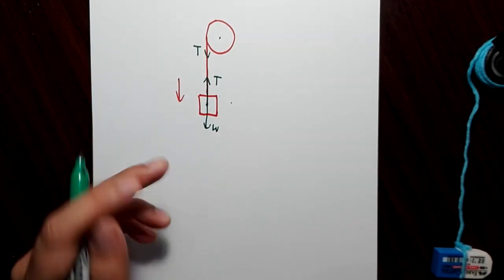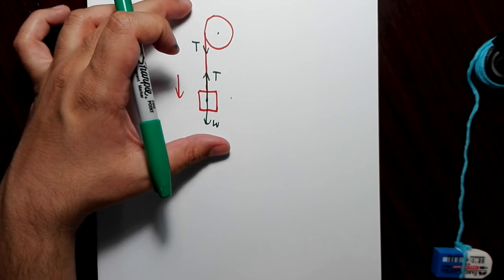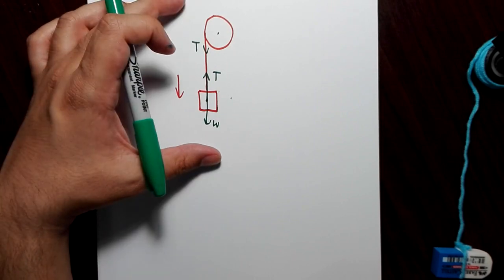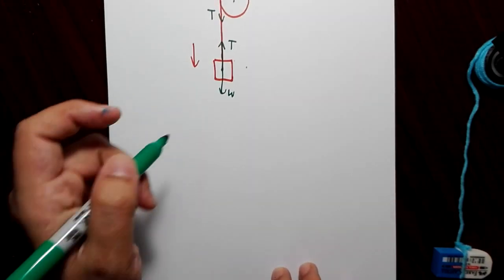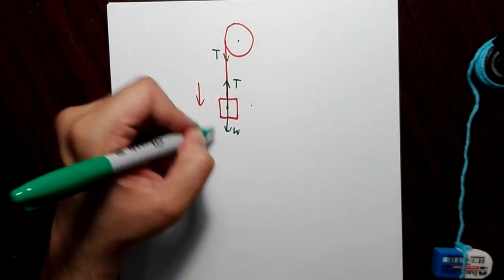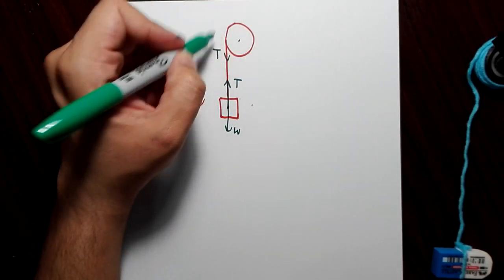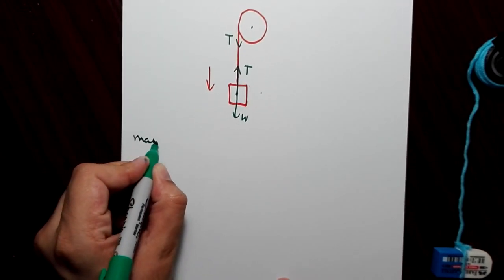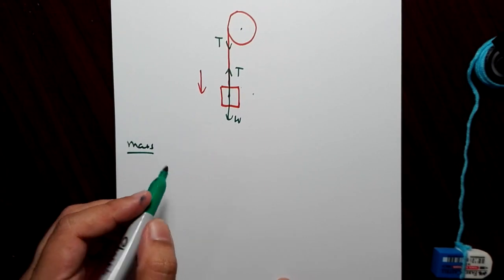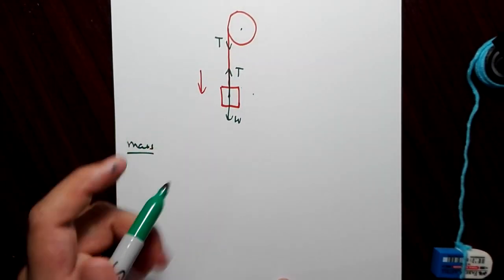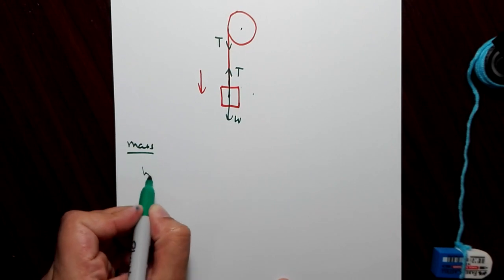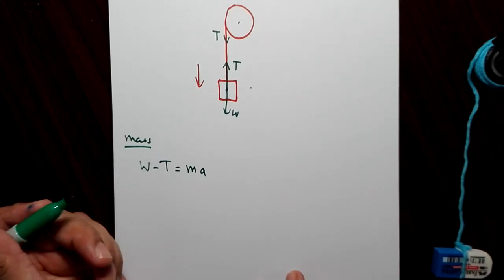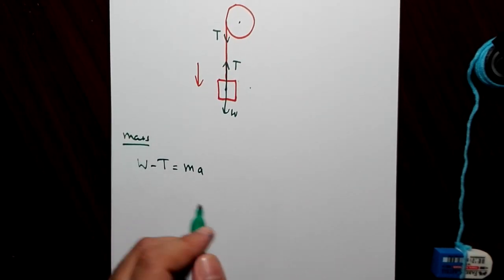Now let's look at how you can solve this system. I'm not going to put in numbers, but we will just look at the strategies that you use to solve this system. We can first write Newton's second law for this mass and Newton's second law of rotation for the pulley. So for the mass, Newton's second law is F net equals mass times acceleration. The net force is downwards, so W minus T equals mass times acceleration. That's for the mass.